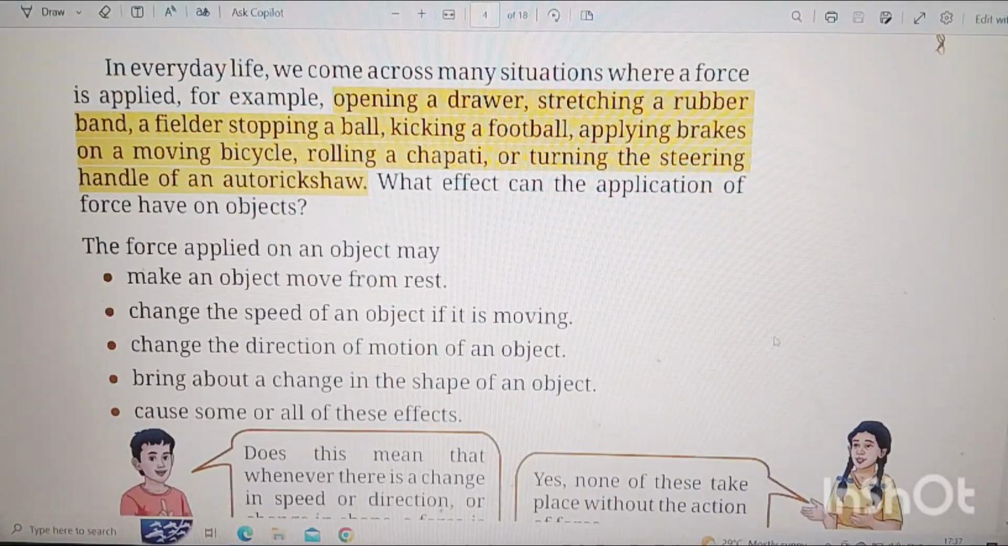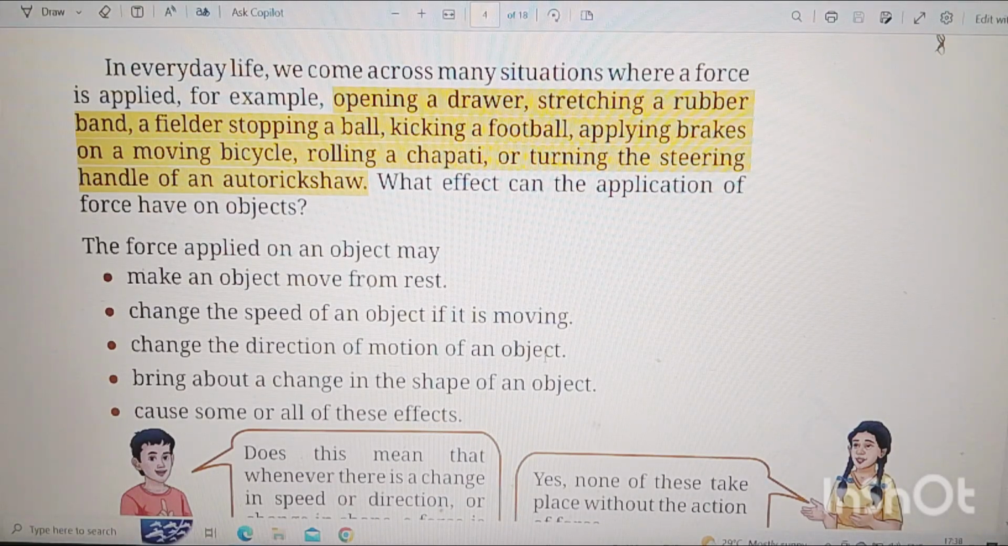So here it is given, the force applied on an object may make an object move from rest. If the object is at rest and you are applying a force, it will come into motion. Or if it is in motion and we are applying a force, it will either decrease or increase the speed, or else it will make the object come to rest, and change the speed of an object if it is moving. We already said that point. It can change the direction of motion of an object.